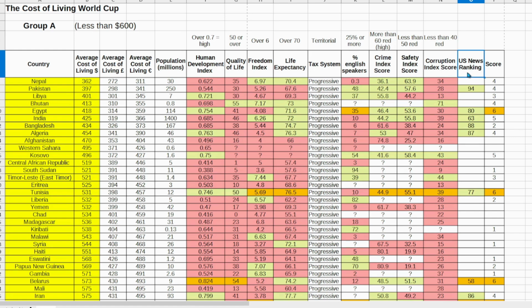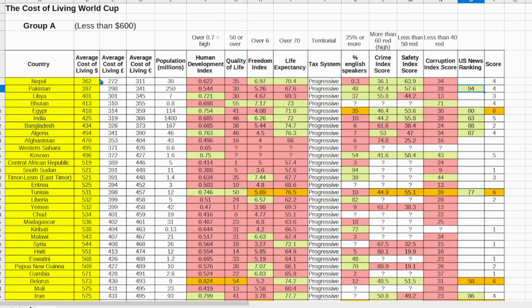And then we have the US News ranking, which is a ranking of the best 100 countries in the world. The countries are assessed on the criteria of human development being over 0.7, which gets a green. Then 50 or over for the quality of life gets a green, over 6 for the freedom index, and over 70 for the life expectancy. A territorial tax system gets a green, and a percentage of English speakers over 25 gets a green. More than 60 for the crime index score gets a red, so anything less than 60 is a green. Less than 50 is a red for the safety index score, so more than 50 is a green. A corruption index score less than 40 has a red, so anything more than 40 has a green. And then the US News ranking gets 1 point.